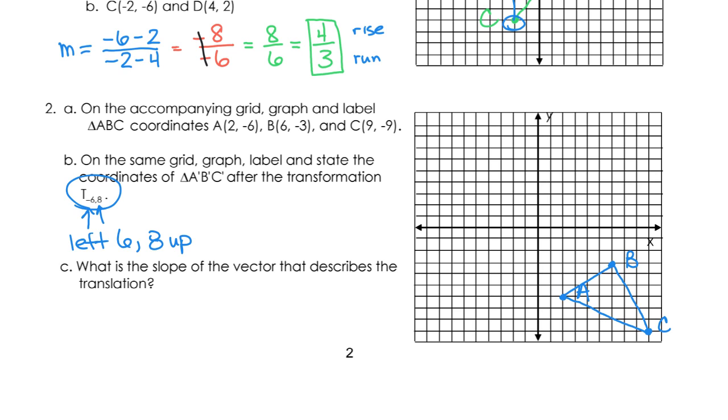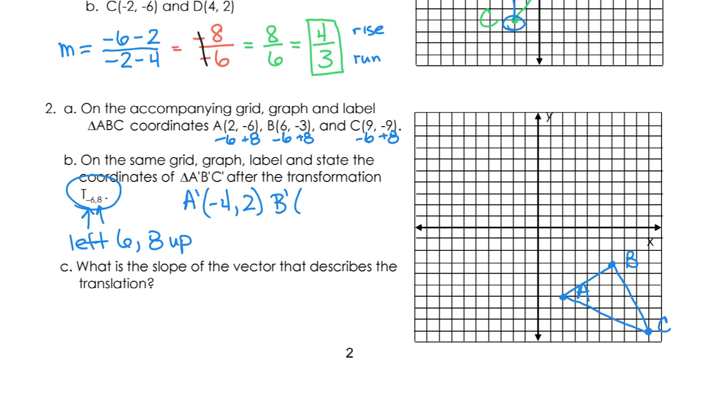All right. What we can also do, instead of moving each one of our points left 6 and 8 up, we could go ahead and subtract 6 from all of the X coordinates, which will actually move them 6 units to the left. And we'll go ahead and add 8 to all the Y coordinates to move our Y coordinates up 8. And so now we'll have A prime, which will be located at whatever 2 minus 6 is, which is -4. -6 plus 8 is going to give us a +2.